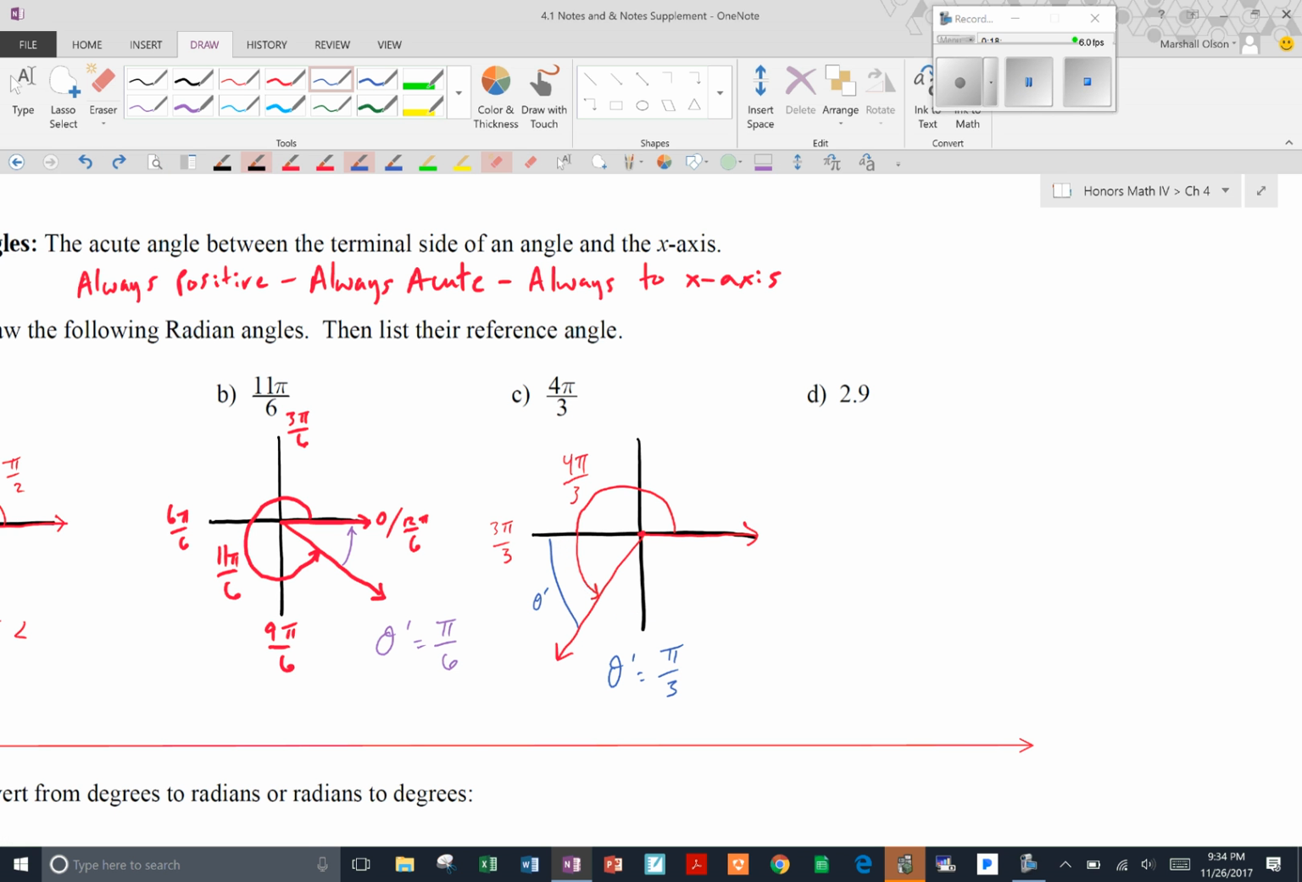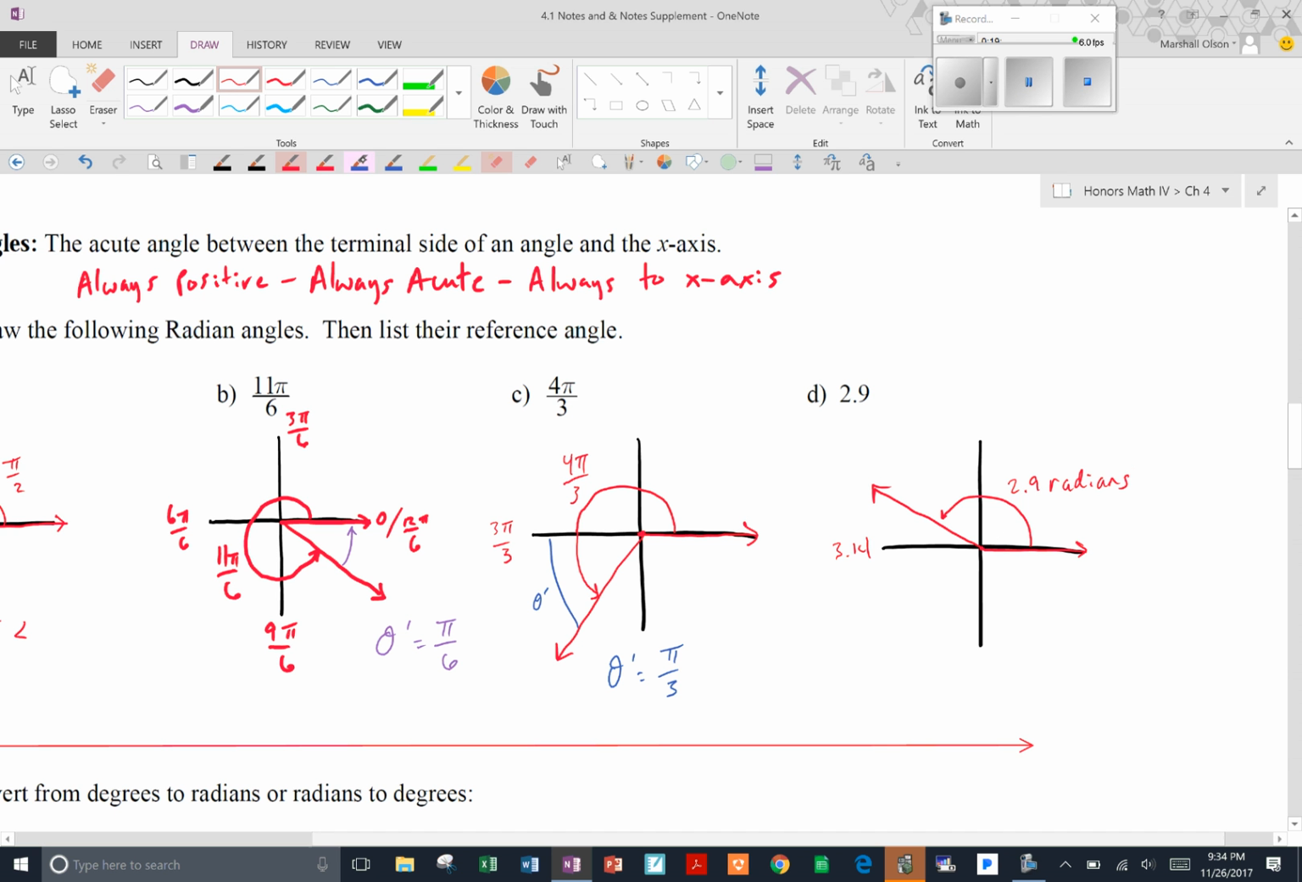All right, 2.9. We got one of those decimals again with no pi. So know that this is 3.14 there, right? So 2.9, just go right about there. There's 2.9, and I'll put my initial side on there too. 2.9 radians.